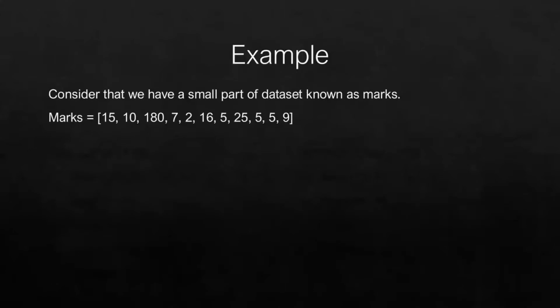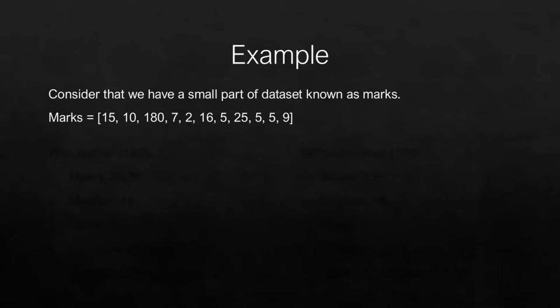Now let's have a look at an example. Consider that we have a small part of a dataset known as marks. So marks have some data points like 15, 10, 180, 7, 2, 16, 5, 25, 5, 5, and 9. As we can see, this dataset is so small, so I have spotted an outlier: 180.